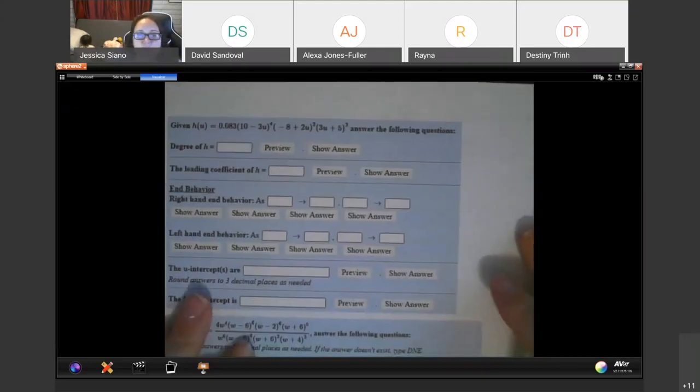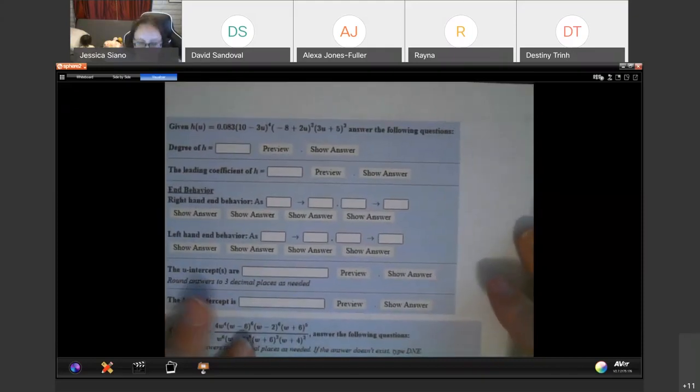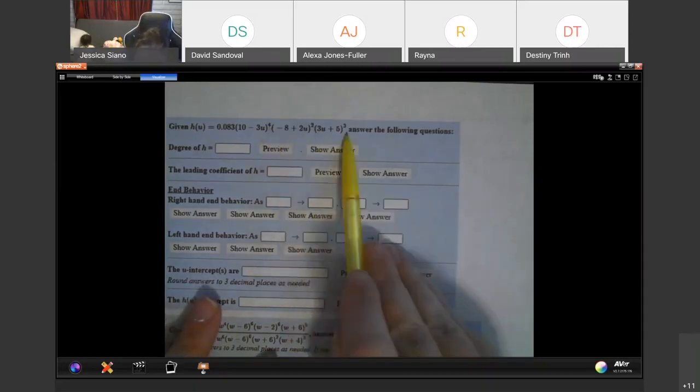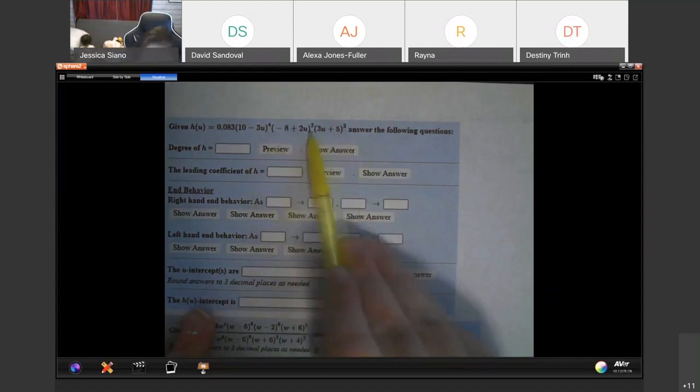H of u equals, it's in factored form. Okay, the degree of h, when we have factored form, we add. So 4 plus 2 plus 3, that's 6, 7, 8, 9.